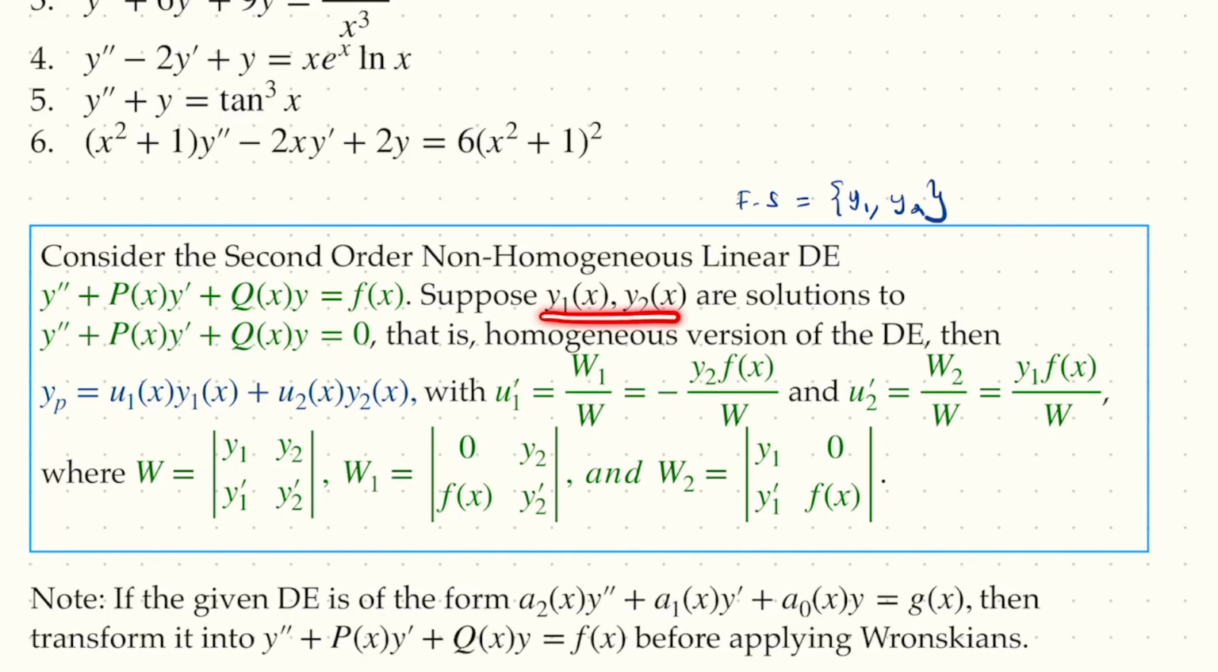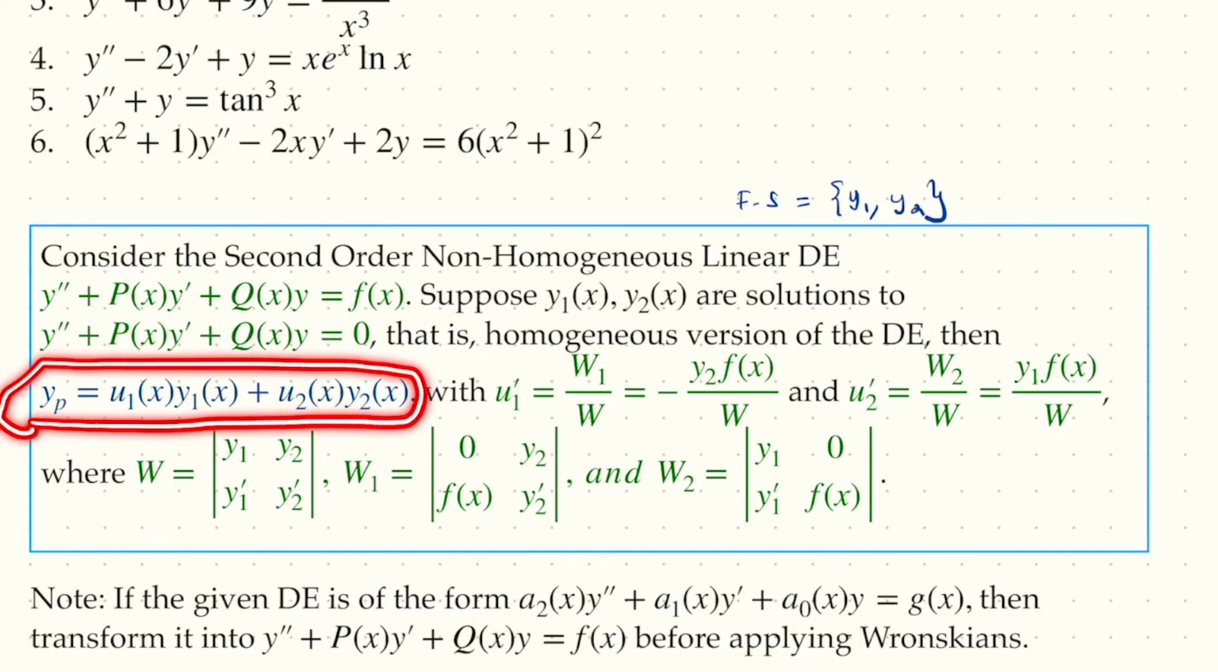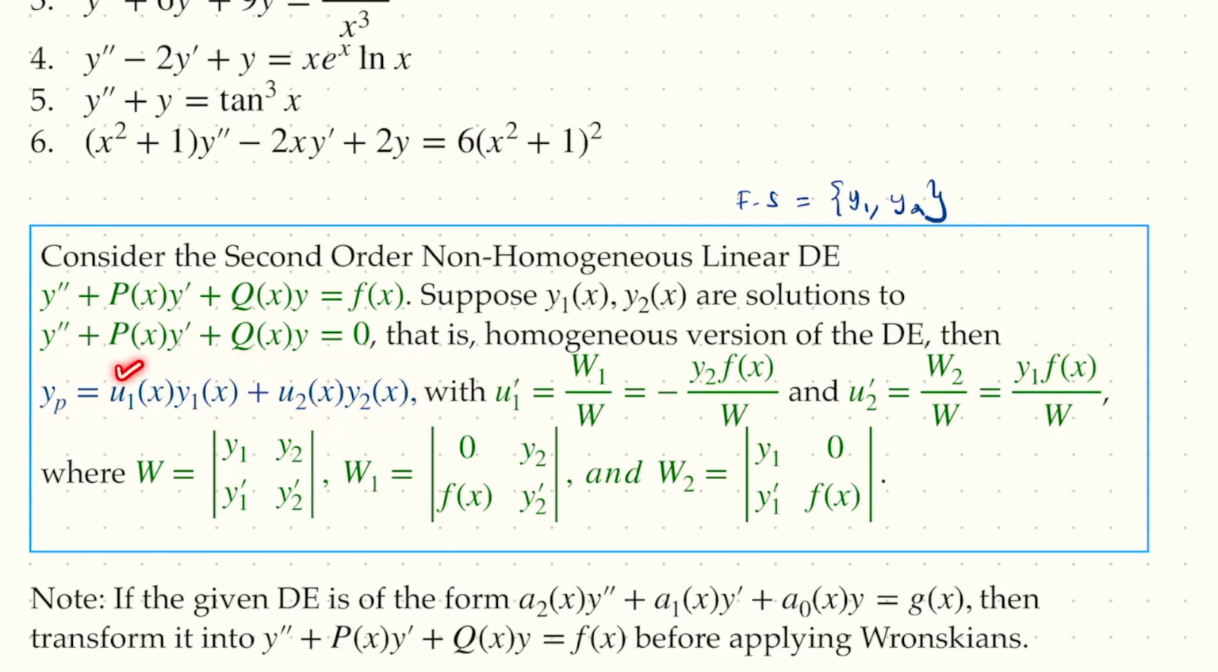Suppose y1 and y2 are solutions to the homogeneous version of that differential equation. Then yp, and that's very crucial here, is going to be some function u1 multiplied with y1 plus another function u2 multiplied with y2. And how do you figure out u1 and u2? There's a whole process.